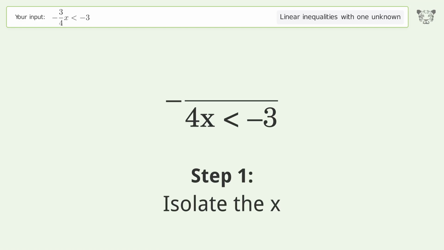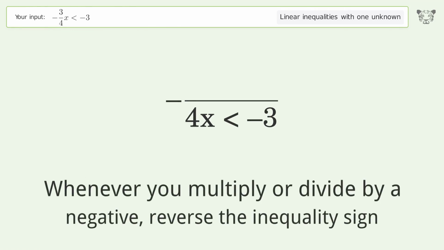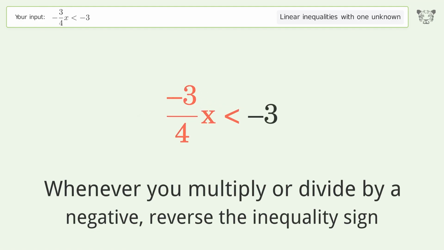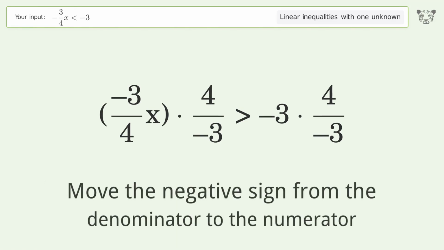Isolate the x. Multiply both sides by inverse fraction 4 over -3. Whenever you multiply or divide by a negative, reverse the inequality sign. Move the negative sign from the denominator to the numerator.